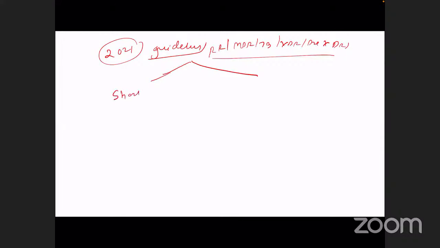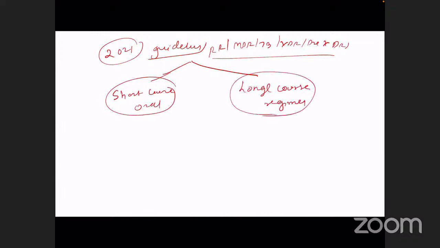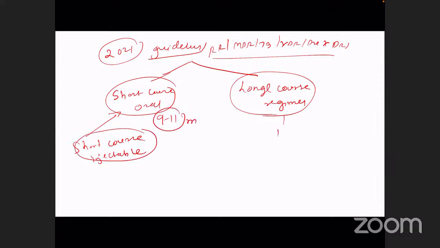Either it is going to be a short course oral or it's going to be a long course regimen. At present, what we are using in place of the short course oral is the short course injectable. But I have told you our plan from this year is to shift from the injectable agent to all oral agents. When I say short course, it is 9 to 11 months, and when I say long course, it is 18 to 20 months usually.